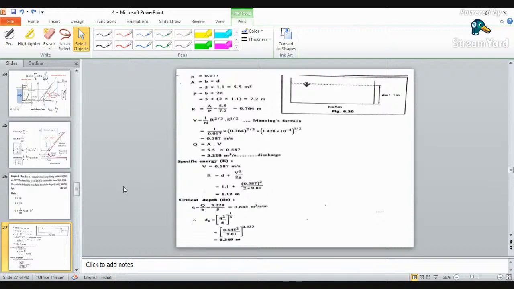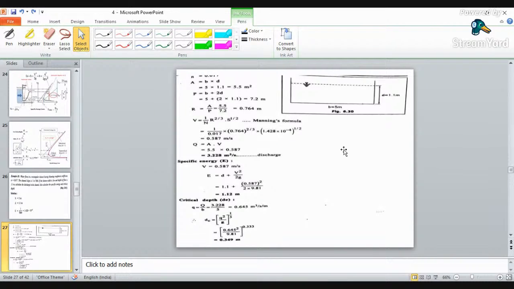It is a rectangular section, so your area will be B into D. So B is 5, D is your 1.5. Then in open channel, you always go with the wetted perimeter, not the perimeter. Wetted perimeter is the side of the channel which is touched by the water, or which is in contact with the water. Here, except your upper surface, all three boundaries are in contact with the water. So how will you calculate wetted perimeter? That is simply B, the channel bottom, plus 2D, both side depths. So you will find your wetted perimeter by P is equal to B plus 2D. So wetted perimeter has come to 7.2 meter.